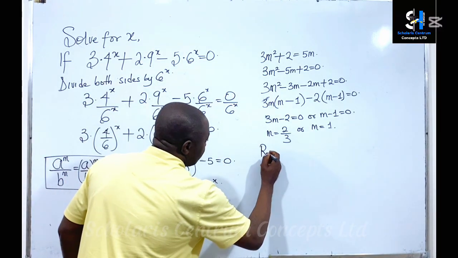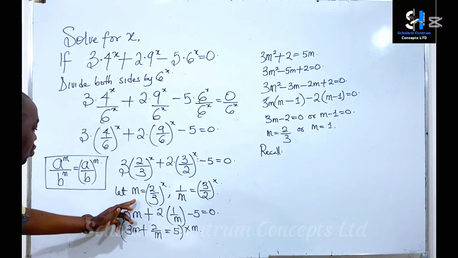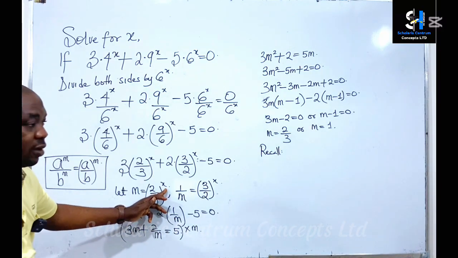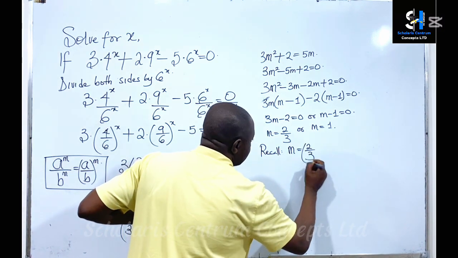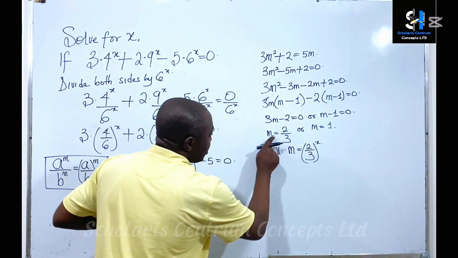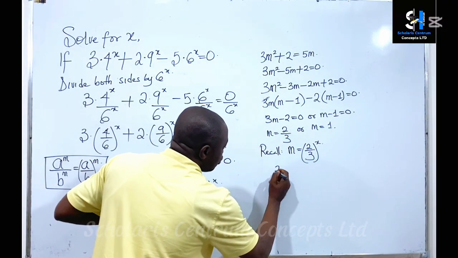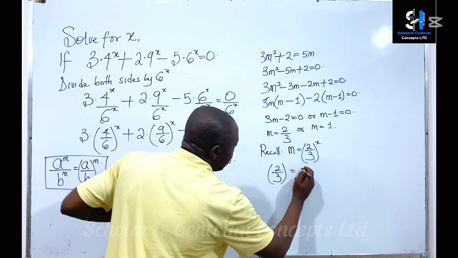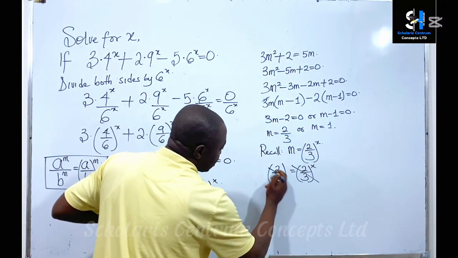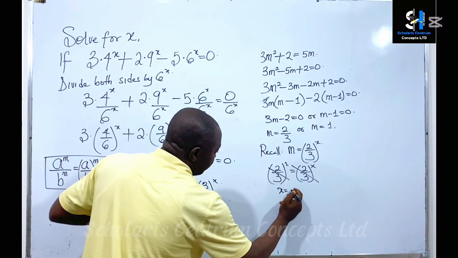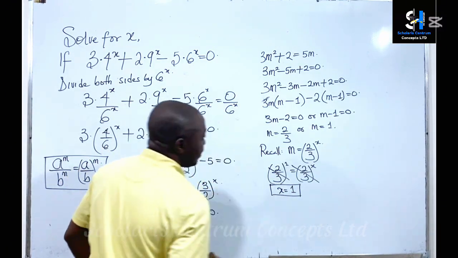Now let's recall. We know that m equals 2 over 3 raised to the power of x. And here we have the value of m to be 2 over 3. So this will be 2 over 3 equals 2 over 3 raised to the power of x. So same base on both sides, then we're going to have the first value of x to be what? 1. So this is the first value of x.